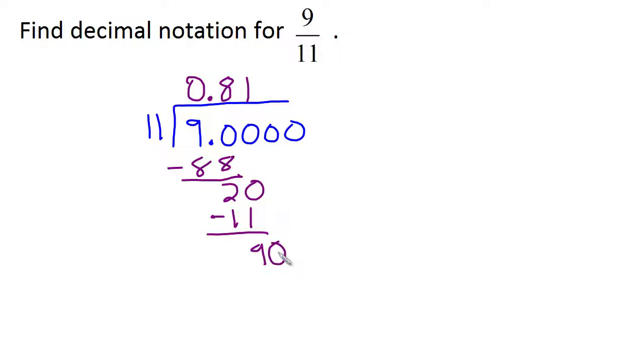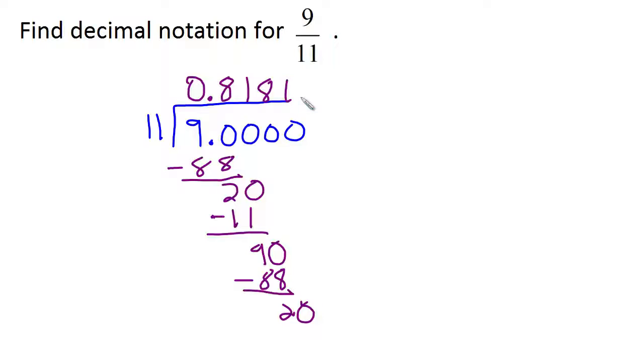As I bring down a 0 again, 11 divides 90 8 times. And multiplying it back through, I get the 88 again. And then, once again, I'll be left with 2, and bringing down a 0, I'll be left with 20 again, which will give me a 1.